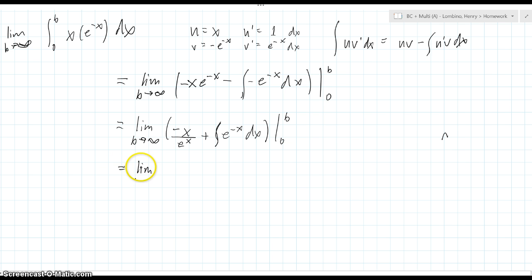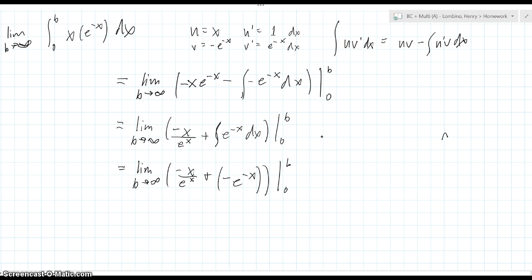So b is b approaching infinity. Again, we need to write that out. I hate having to write that out over and over. We have negative x, over e to the x, plus, and then we solve this integral, which comes out to be negative e to the negative x. Another close parentheses, b to 0. So there we go. So now we have all our integrals out.